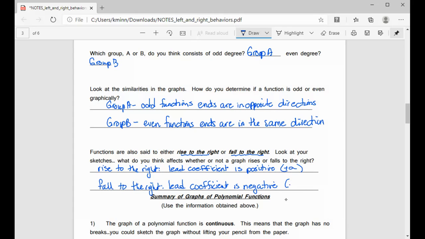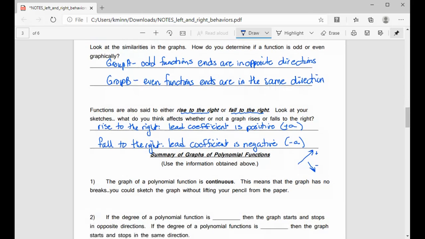You actually did stuff like this back when you were learning to graph lines. You had a positive slope versus a negative slope. Something that went up to the right had a positive slope, or something that went down to the right had a negative slope. This one was positive, this one was negative. So the same idea. You fall to the right, you have a negative lead coefficient. Rise to the right, you have a positive coefficient.